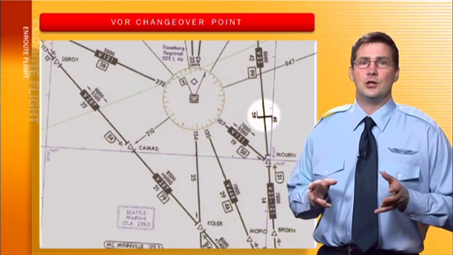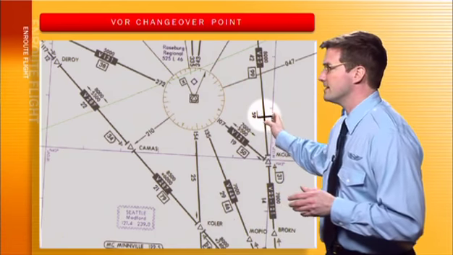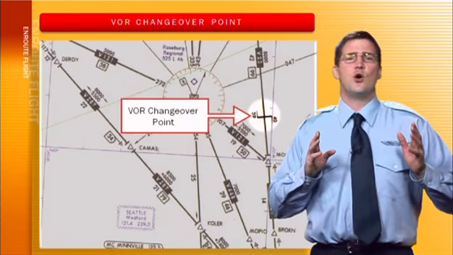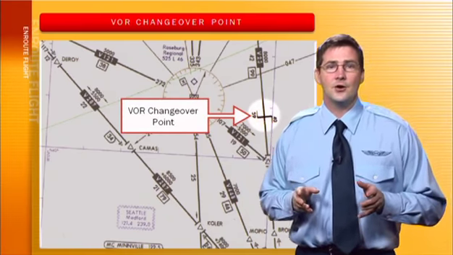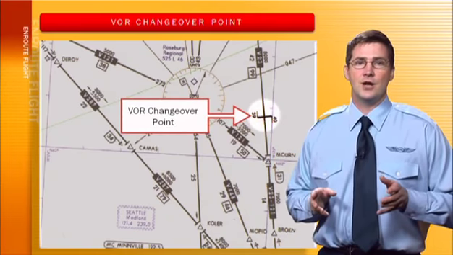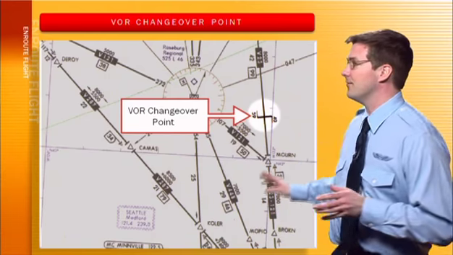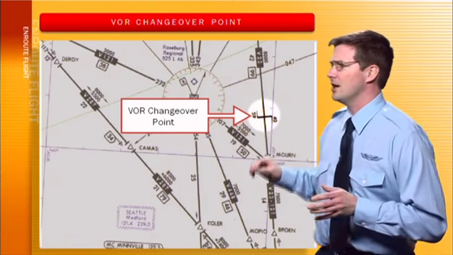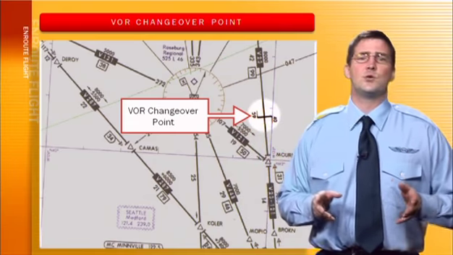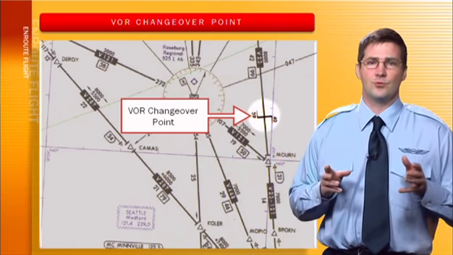For this example, look over here on Victor 23. You can see the symbol right here. This is a VOR changeover point. Now notice that the 40 miles shown here for the shorter segment combined with the 59 miles shown right here for the longer segment equals the 99 total miles right here.